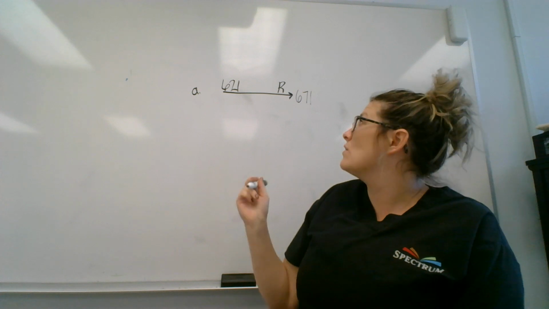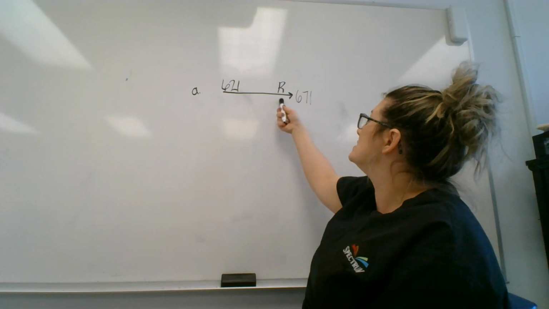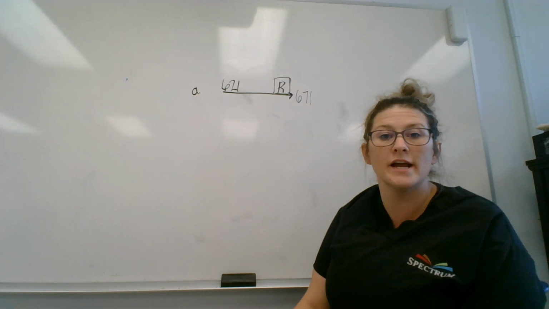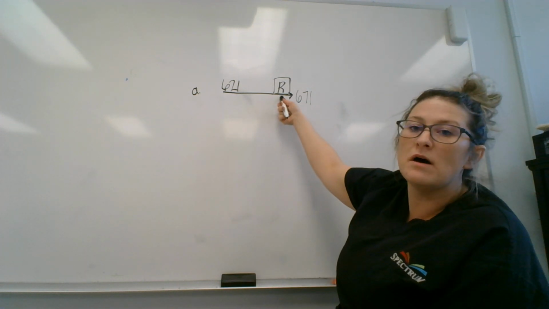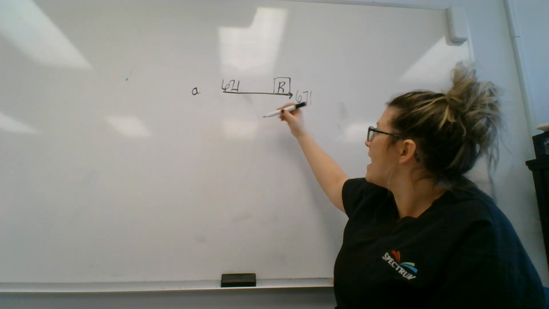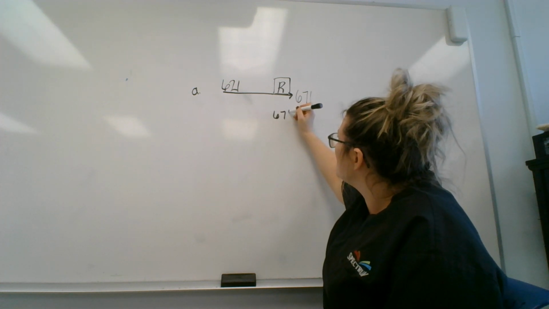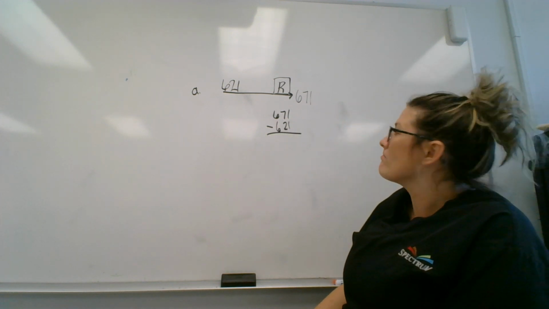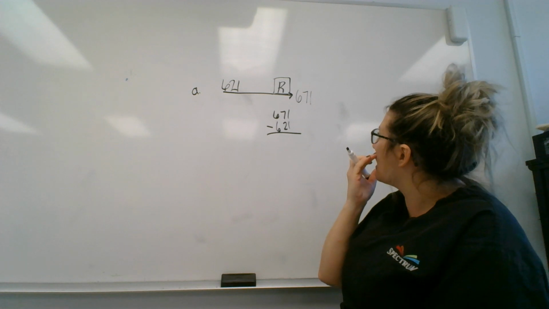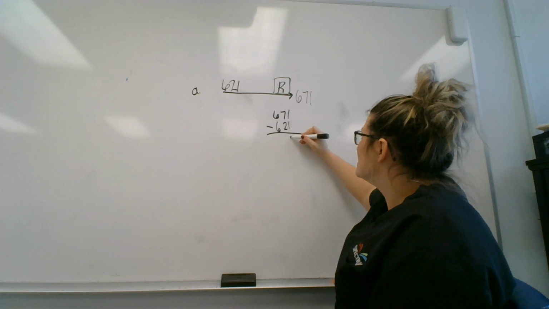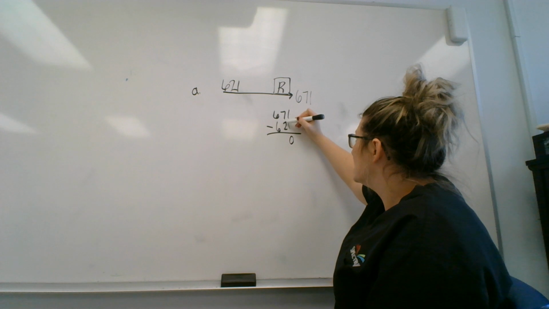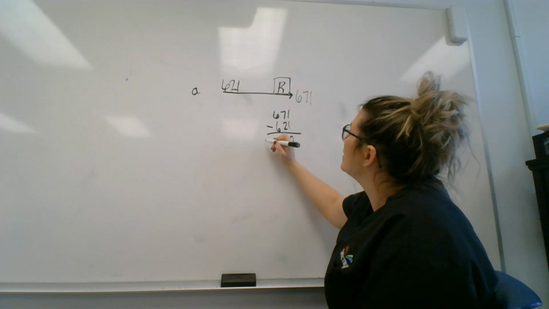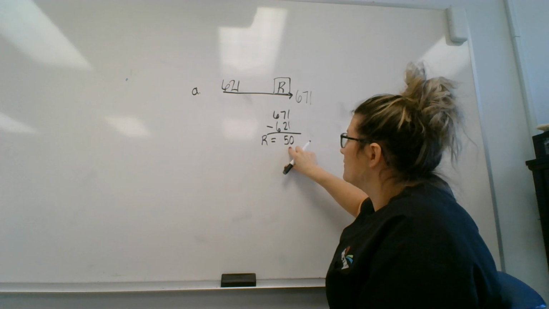Okay. So I have my number family, and now I know I'm missing a small number. Instead of a box, I have the letter R, so we have to find what R is. When I'm missing a small number, I subtract. 671 minus 621. And we are solving for R. 1 minus 1 is 0. 7, 6, 5. 6 minus 6 is 0, so I'm not even going to write it down. So R equals 50.